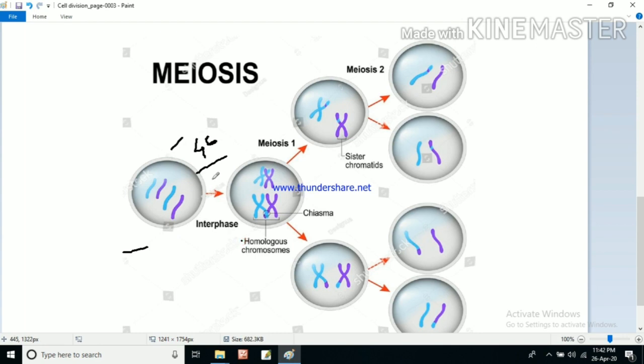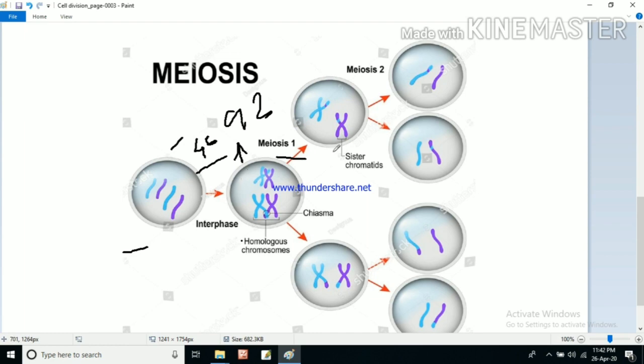In the interphase, what happens? The number of chromosomes doubles. It is the same as mitosis. This first part is the same. The number of chromosomes doubles in the S phase, the synthesis phase of the cell cycle. In this interphase stage, that 46 becomes 92. And first division in mitosis, we have seen one cell divides and forms 2 cells. The division is in one step.